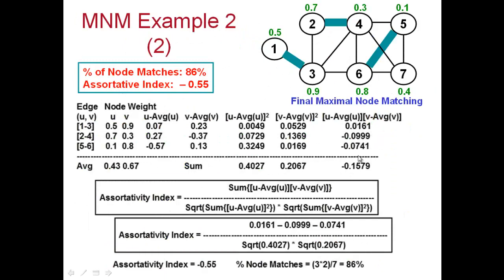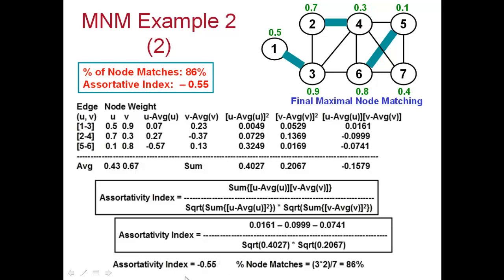So you find the sum of the product of the differences, negative 0.1579, that's going to be the numerator. Then find the sum of the squares of these differences. The sum of the squares of u differences is 0.4027. The sum of the squares of the differences on the basis of v is 0.2067. Take a square root of each of them and multiply in the denominator. So if you go through the calculations, in this case it comes to be negative 0.55.